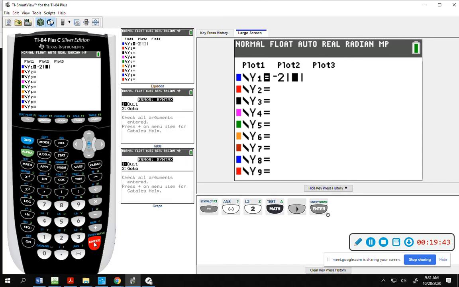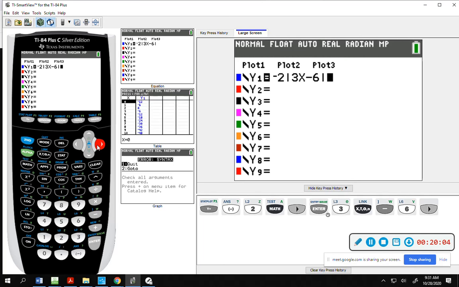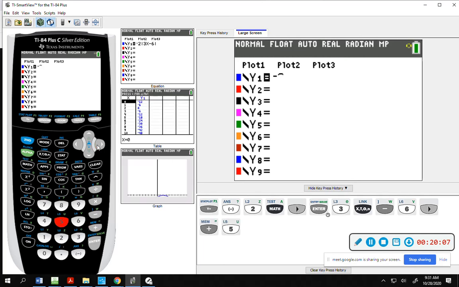Inside the absolute value symbols, we want 3x minus 6. X is right here, right next to the green alpha button. Now we need to arrow to the right so that we get outside of the absolute value symbols. And now we need a plus 5. All right, now we can graph it.